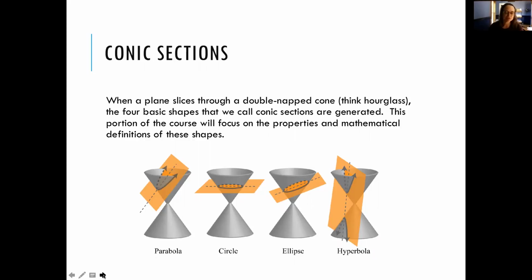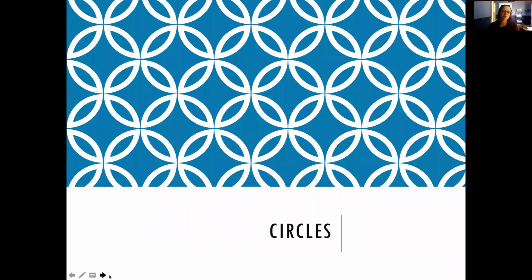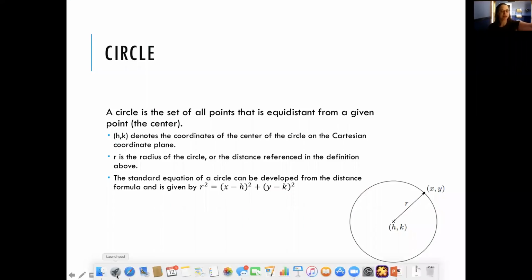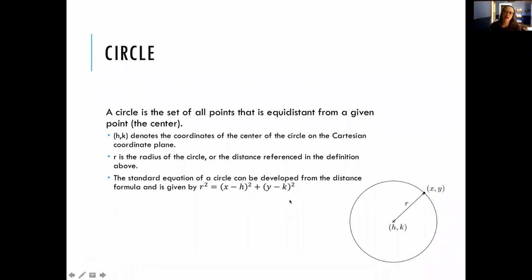So let's start with circles. Circles are the most basic of the conic sections. We call all of these shapes conic sections because they come from the slicing of a cone. We talked about a circle early in this term when we talked about the unit circle. Remember that the center is at the point (h, k). A circle is defined as the set of all points that are a given distance from a single fixed point.